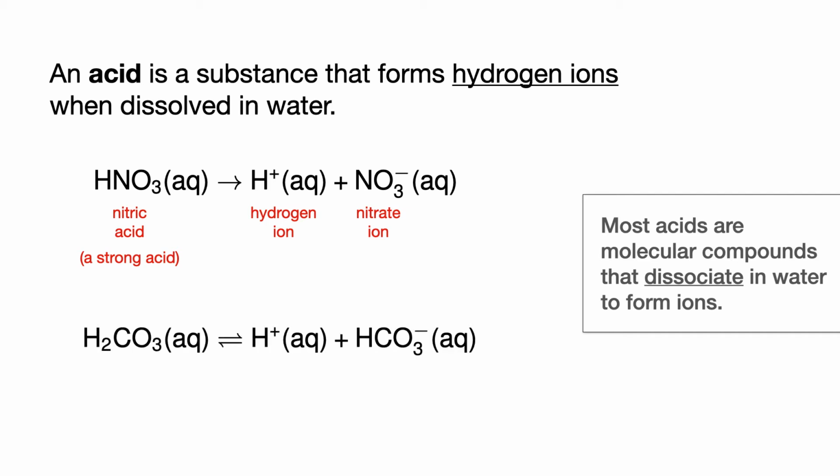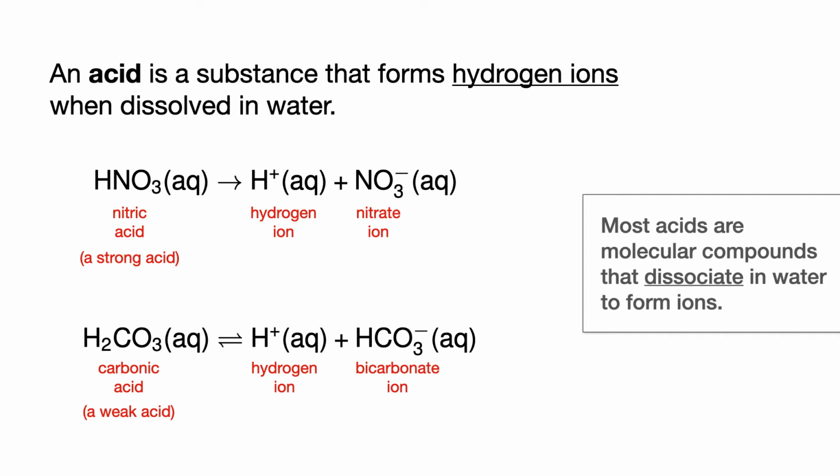One of those is carbonic acid, H2CO3. When it's dissolved in water, it does dissociate to form hydrogen ions and bicarbonate ions, HCO3-, but this does not happen completely. Carbonic acid is a weak acid, and so not all of it dissociates to form hydrogen ions and bicarbonate ions.